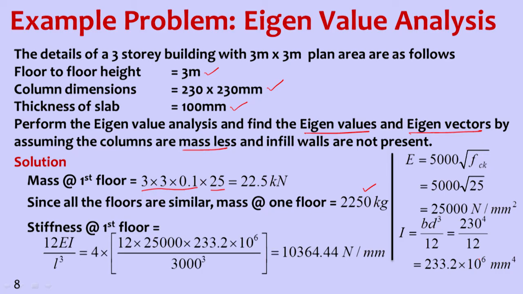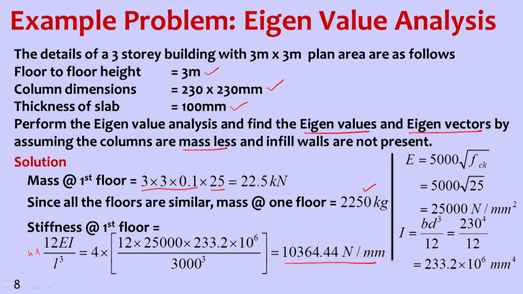So, now we need to calculate stiffness. Stiffness of one column is 12 EI by L cube. Since 4 columns are present on each floor, we take 4 multiplied by 12 into E, which is 25,000. So, we are substituting it here, divided by L cube. L is 3 meters height. So, total stiffness value is this.